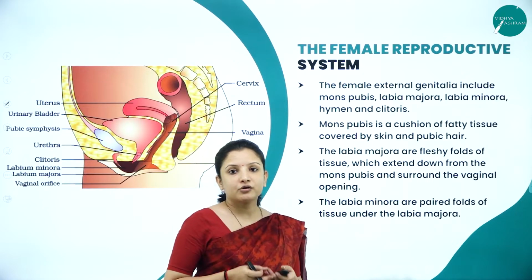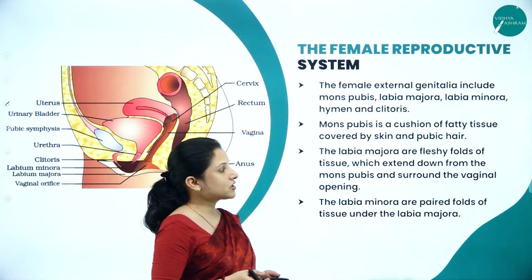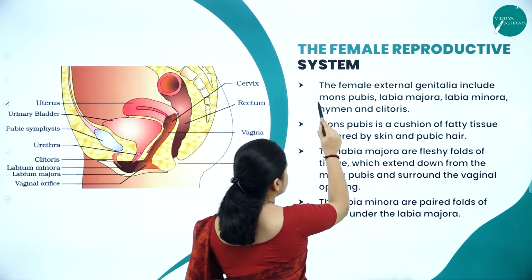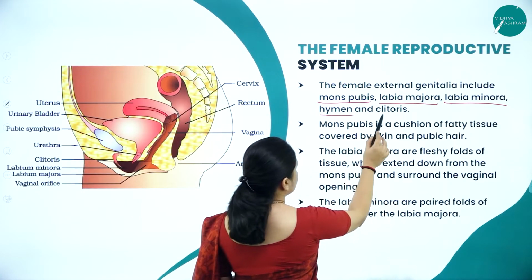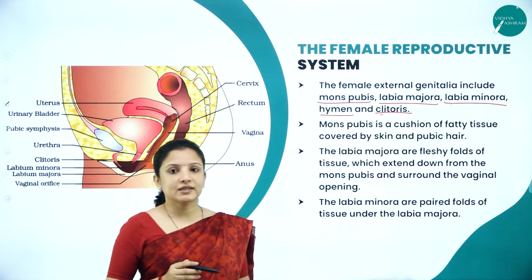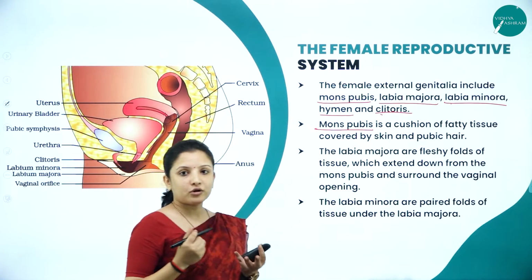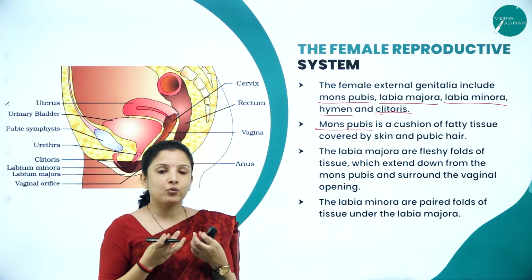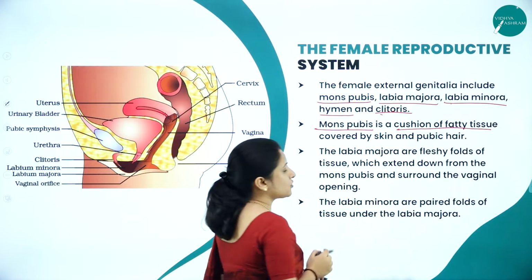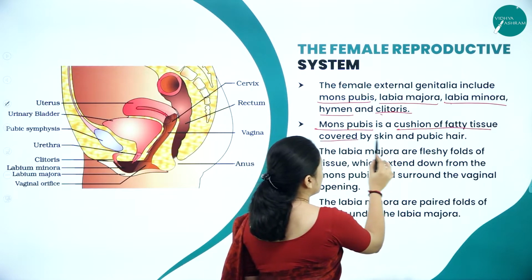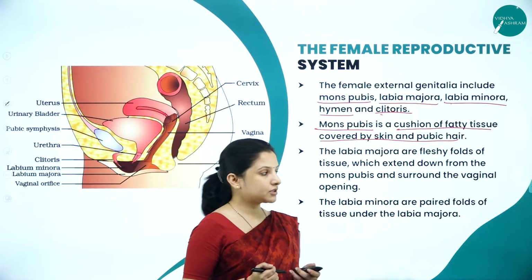Next, talking about the female external genital area. The female external genitalia include the Mons Pubis, Labia Majora, Labia Minora, Hymen, and the clitoris. Let us look into what these are. First, the Mons Pubis. The Mons Pubis is a very soft cushion of fatty tissue, covered by skin and pubic hair.